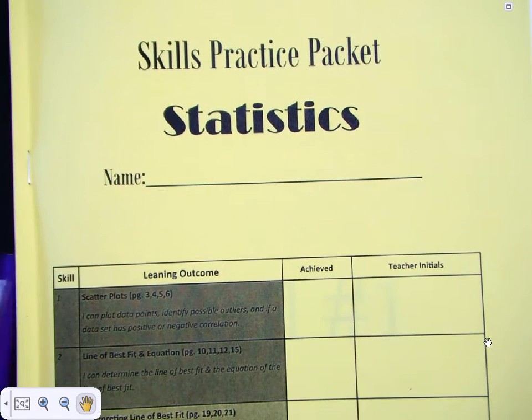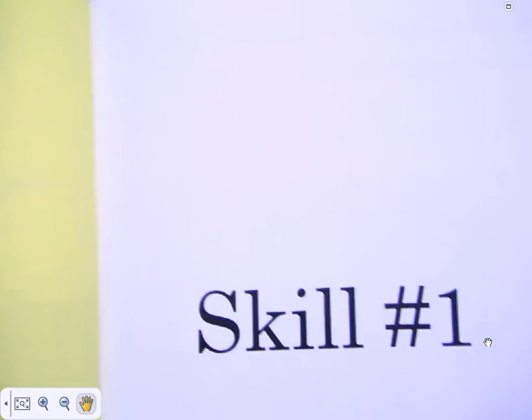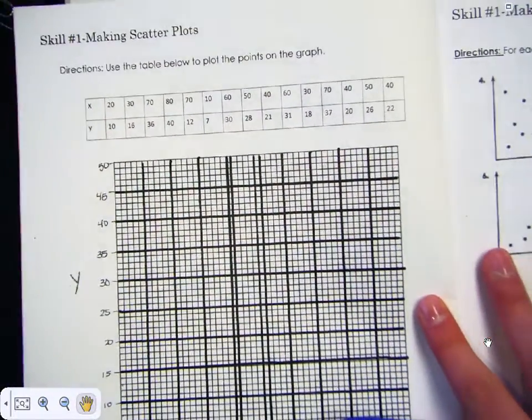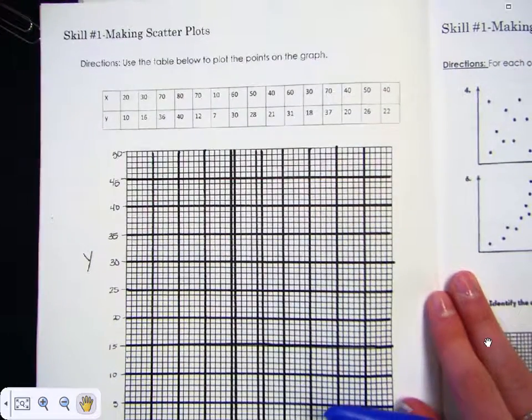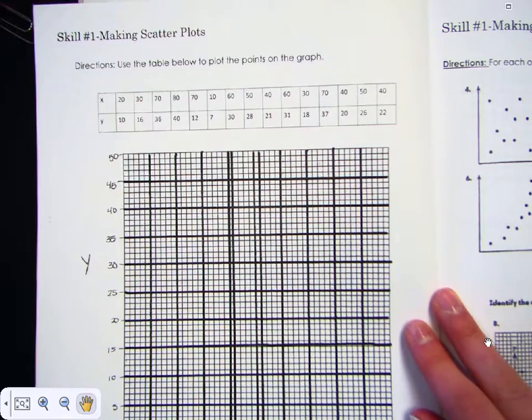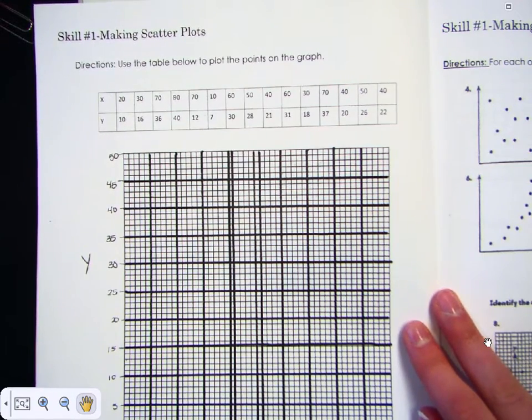Okay, so today we're starting off with our statistics unit, and we're going to do skill number 1. If you turn to this page here, skill number 1 is all about making scatter plots. This is a data unit, which means we're going to take a bunch of data that people have already taken and do things with it. So we're going to use it to make predictions and analyze it.